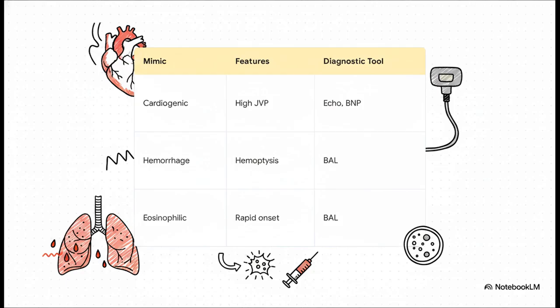Then there's diffuse alveolar hemorrhage. This is where the patient is literally bleeding into their own lungs. Doctors catch this by looking for bloody fluid during a bronchoalveolar lavage. Or what about acute eosinophilic pneumonia? That one actually responds dramatically to steroids. Accurately identifying these mimics isn't just an academic exercise. It's an absolutely life-saving step.